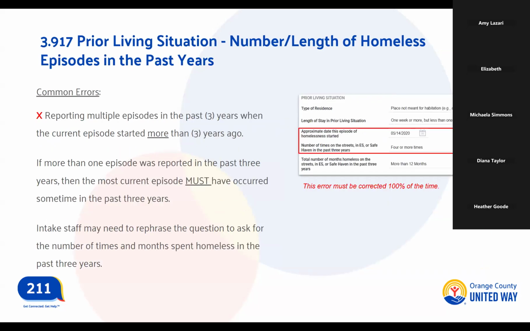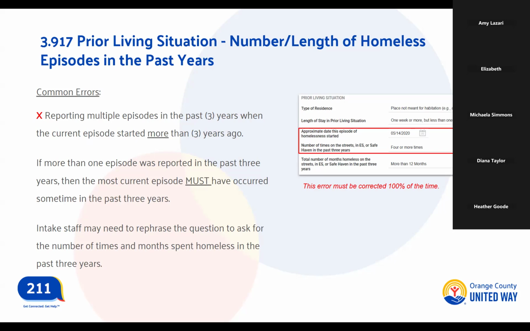Some common data collection errors for the number and length of episodes in the past 3 years include reporting multiple episodes in the past 3 years, but the current episode reported started more than 3 years ago. If more than one episode was reported in the past 3 years, that means the current episode must have occurred sometime in the past 3 years.